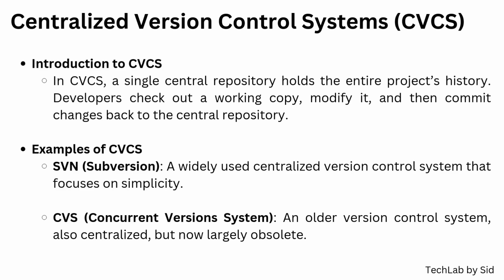CVCS. In Centralized Version Control Systems, a single central repository stores the entire project history. Developers work by checking out a copy of the project, making changes locally, and then committing those changes back to the central repository. Examples of CVCS. SVN, or Subversion. A widely used centralized system known for its simplicity and effectiveness. CVS, or Concurrent Versions System. An older, centralized system that has largely fallen out of use today.